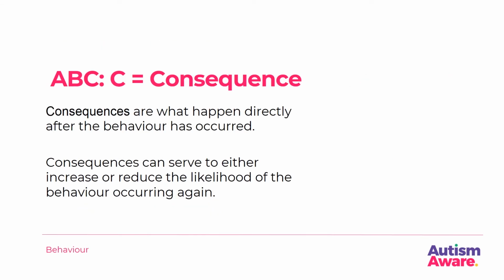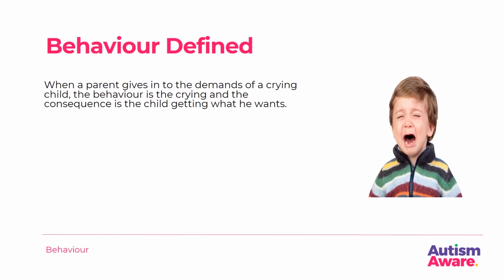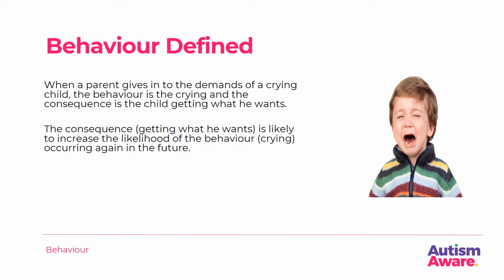Consequences. Consequences are what happen directly after the behaviour has occurred. Consequences can serve to either increase or reduce the likelihood of the behaviour occurring again. When a parent gives in to the demands of a crying child, the behaviour is the crying and the consequence is the child getting what they want. The consequence, getting what they want, is likely to increase the likelihood of the behaviour, the crying, occurring again in the future. This is because crying to get what they want works for the child.